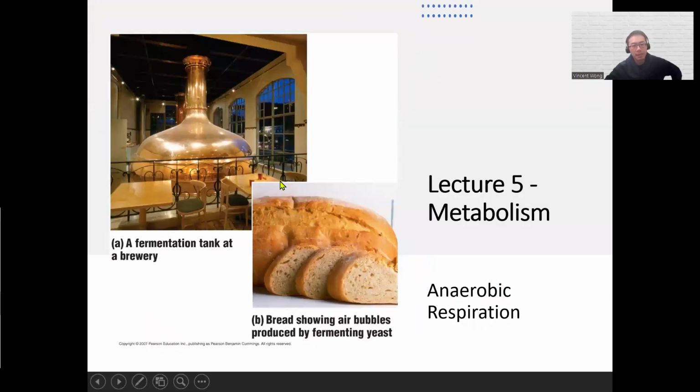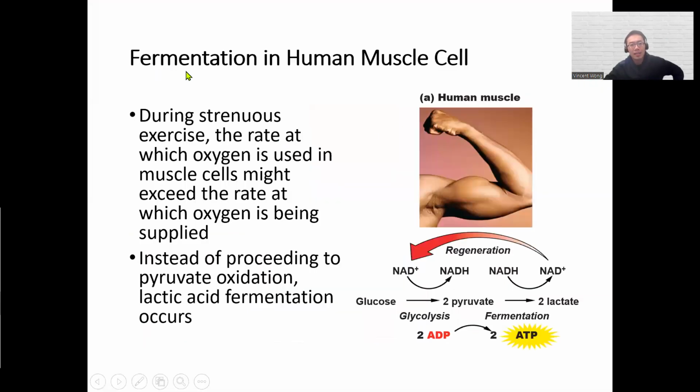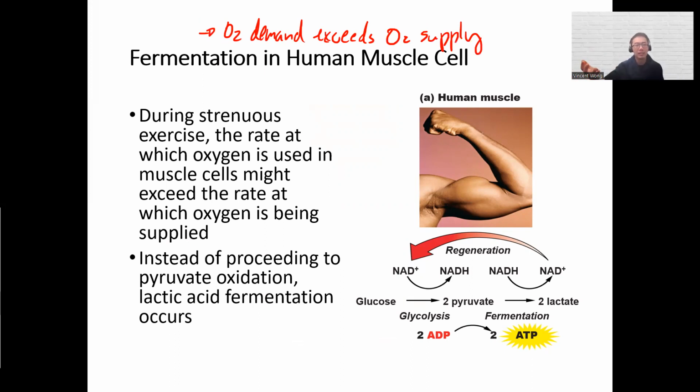Okay, we're going to spend the last 10 minutes talking about fermentation. When does fermentation take place? In humans, fermentation occurs when oxygen demand exceeds oxygen supply. Okay, when you need more oxygen than you are getting, your cell switches to fermentation. The kind of fermentation we do in our cells is called lactic acid fermentation.